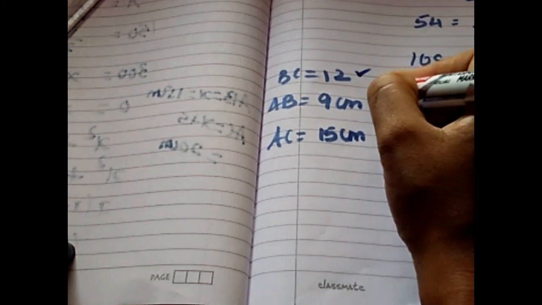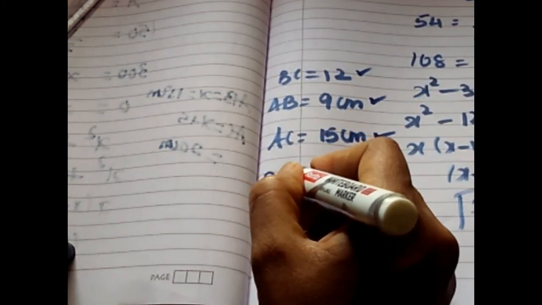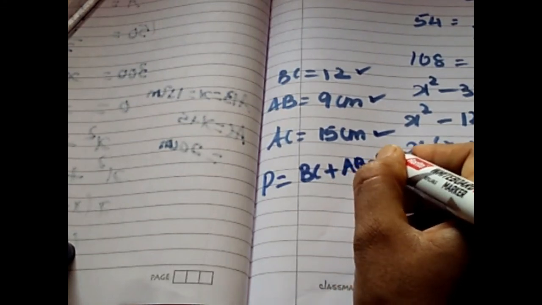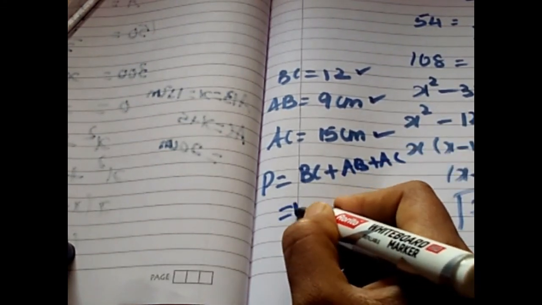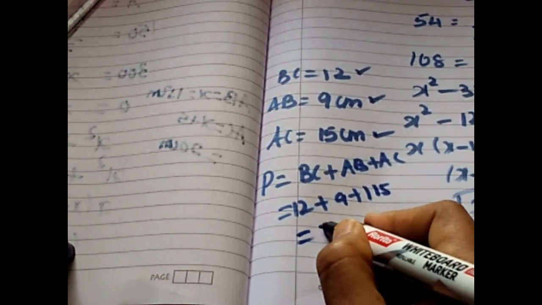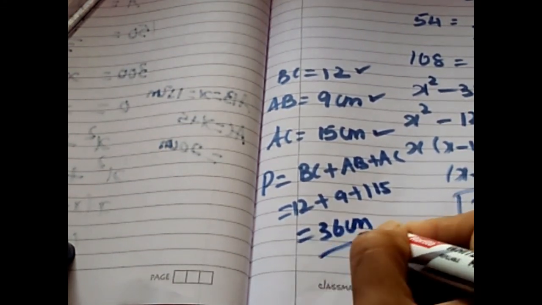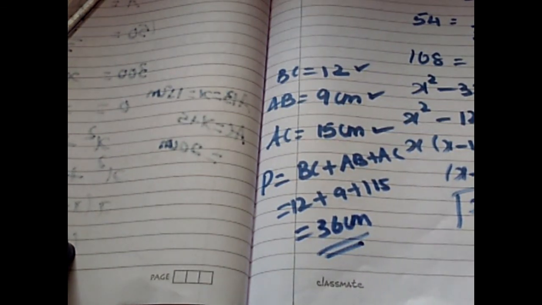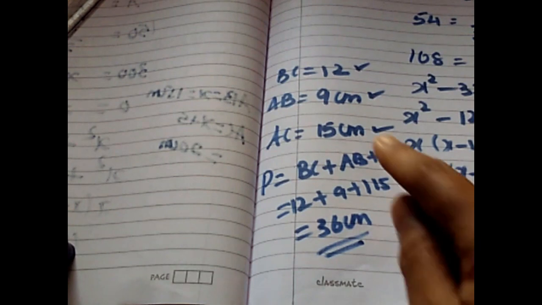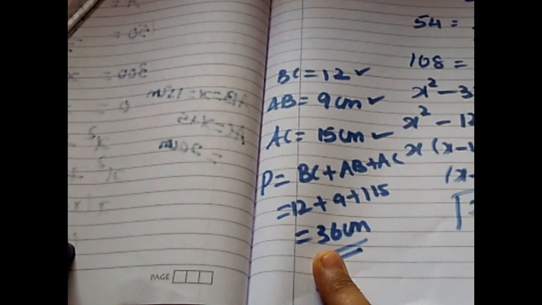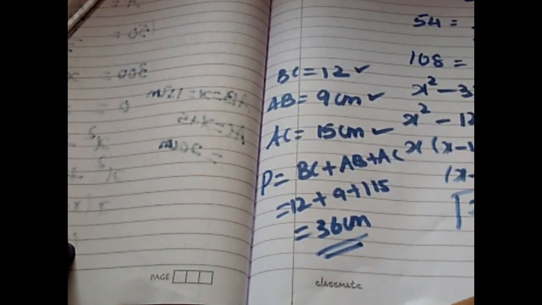Now we know the measure of all the three sides. Hence I need to find the perimeter, that is BC plus AB plus AC, that is equal to 12 plus 9 plus 15, that is 36 centimeter. With the help of area and the measure of given sides, we calculated the unknown variable x, hence the measure of all the three sides. Therefore, we got the perimeter as 36 centimeter.